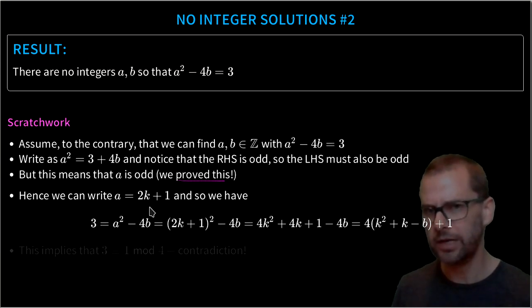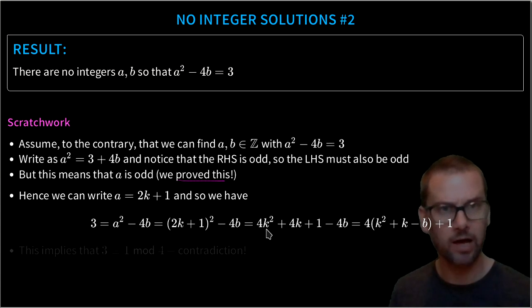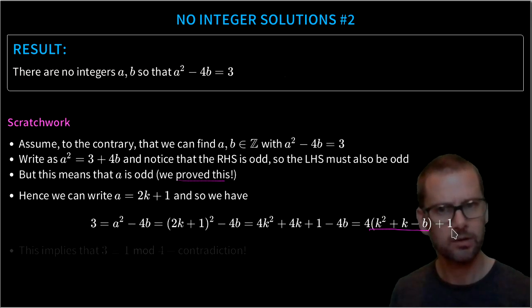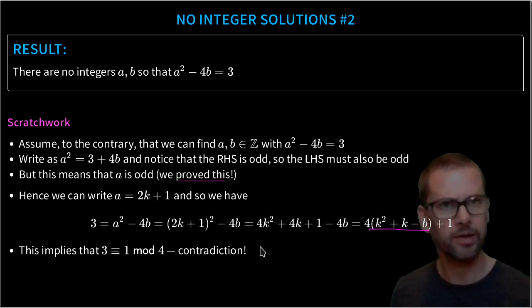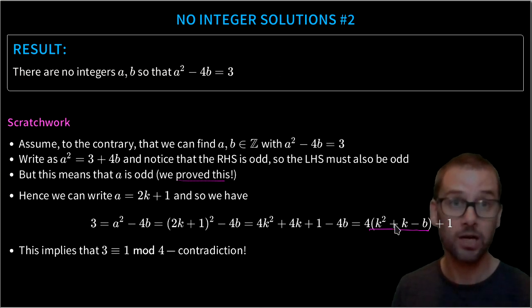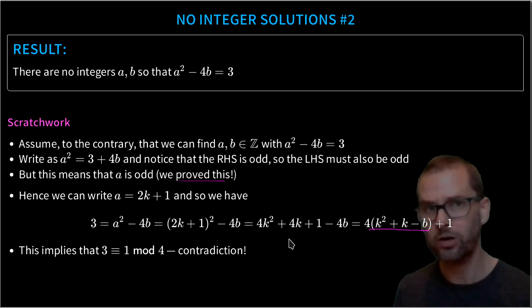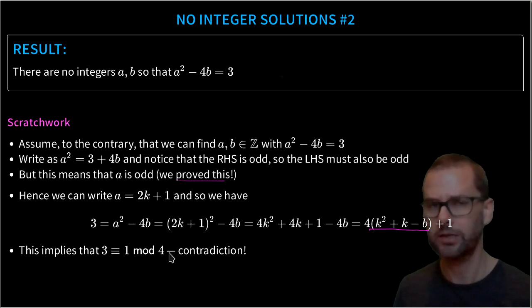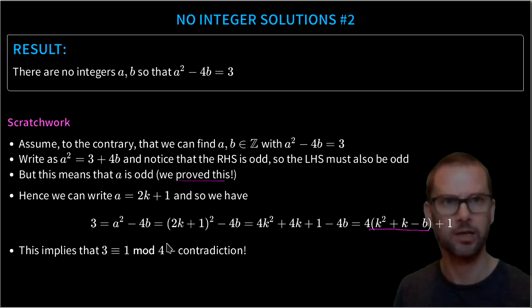If we substitute that into this equation, then with a little bit of algebra, which I suggest you look at carefully, you can say 3 is 4 times stuff plus 1. If we think about residues mod 4, this tells us that 3 is congruent to 1 mod 4, because I've written 3 as 4 times something plus 1. And that's a contradiction. 3 is not congruent to 1 mod 4, because 3 minus 1 is not 4 times something, it's 2.